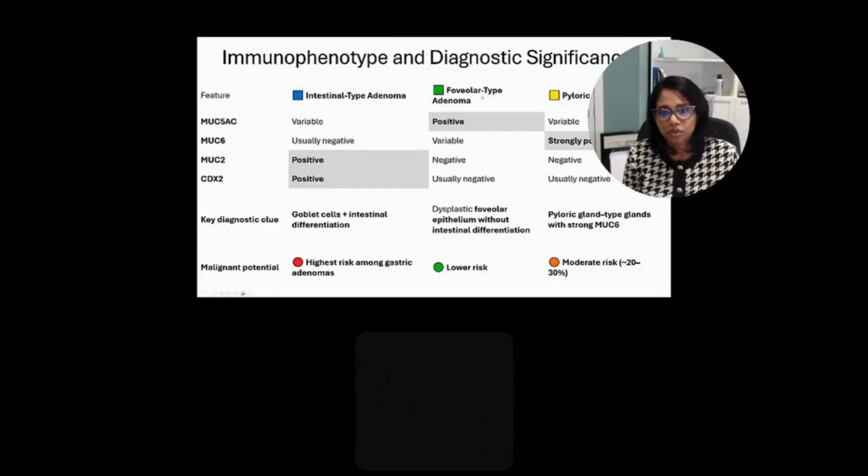And with your foveolar type adenoma, sometimes distinguishing the foveolar type from pyloric gland adenoma can be hard, because they both have that rounded nuclear morphology. So you may dabble in a bit of immunohistochemistry.